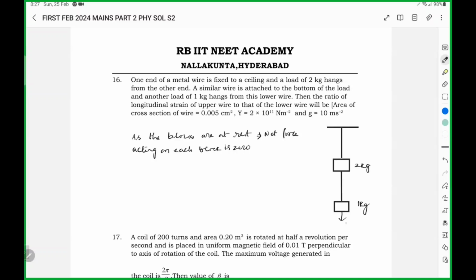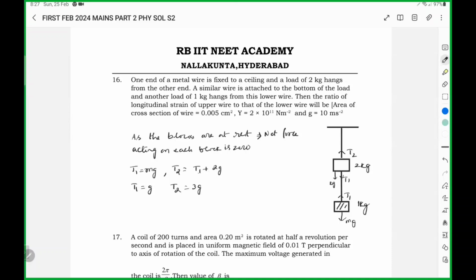Here it is its weight, and let us assume the tension in the wire is T1. As the weight changes, the tension changes. Here T1 minus mg is 0, so T1 equals mg. At the same time, the net force is T2 minus T1 minus 2g, which is 0. For the block whose mass is 1 kg, T1 will be g. Then T2 will be g plus 2g, which is 3g. So these are the tensions in the wires.